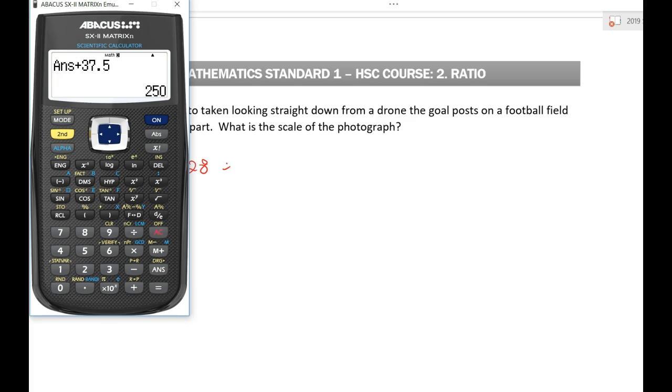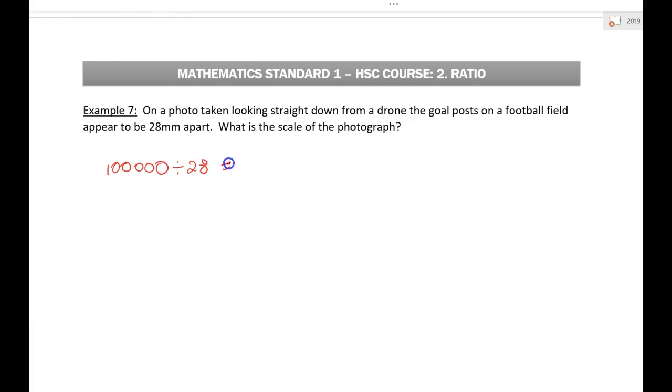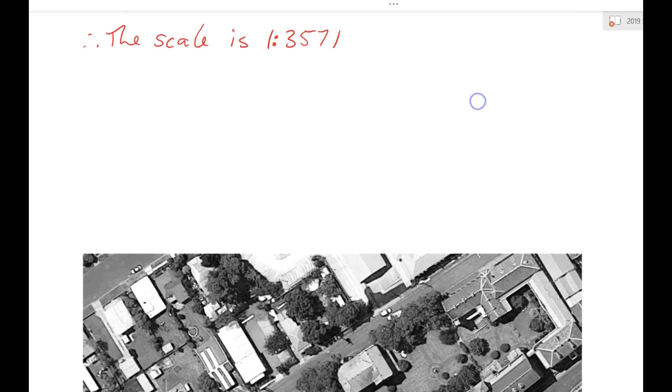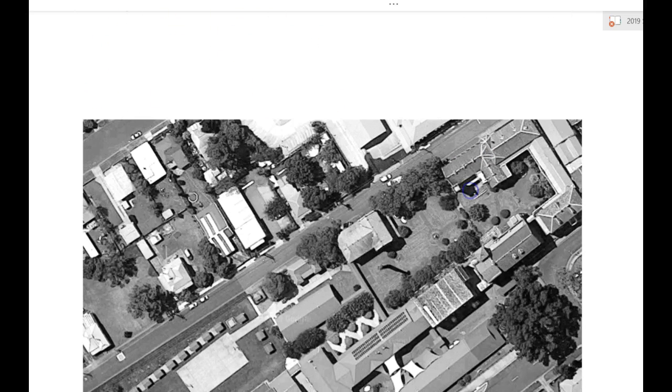Here we go. 100,000 divided by 28 equals 3,571. Therefore, the scale is 1 to 3,571, approximately.